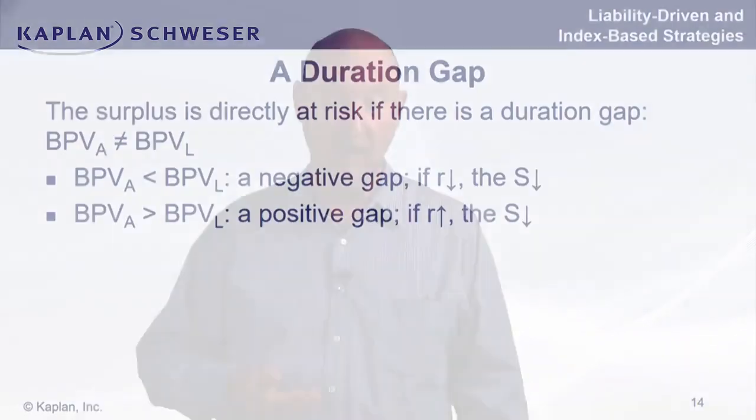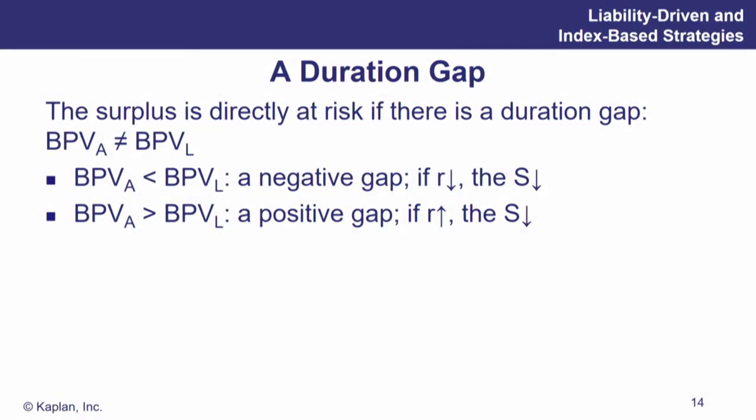Let's take a very common situation where, for whatever reason, the asset and liability durations are not already equal. We have a mismatch. Then we will definitely have a risk to the surplus. We're looking at it in the example in terms of the BPVs, which implies we're looking at multi-period liabilities, which is the more common situation in the real world.